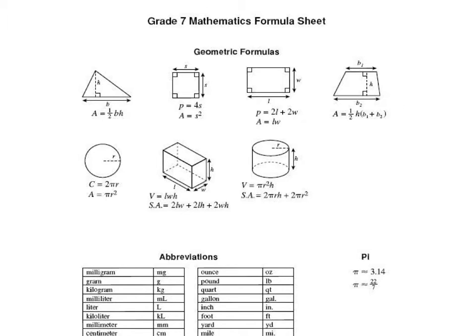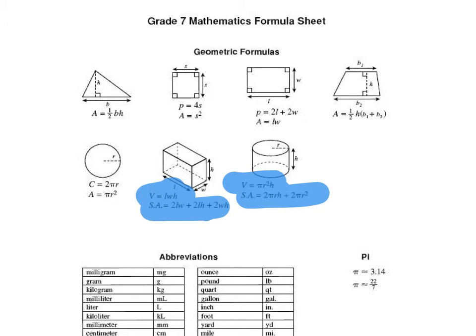Alright, so today we're going to be looking at surface area and volume of a rectangular prism and a cylinder. So today we'll be using the formulas here. So volume is length times width times height, and surface area. And then over here with the cylinder, volume and surface area.